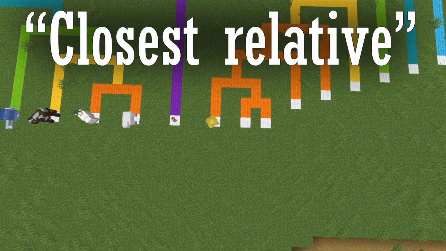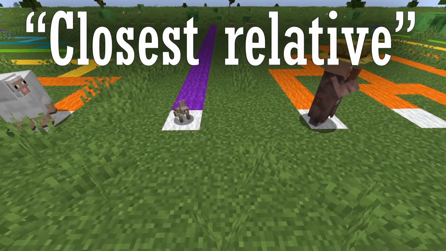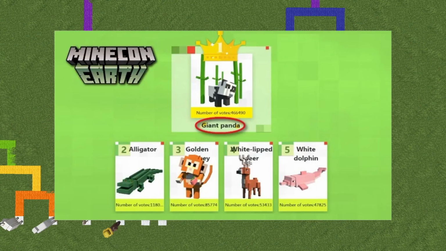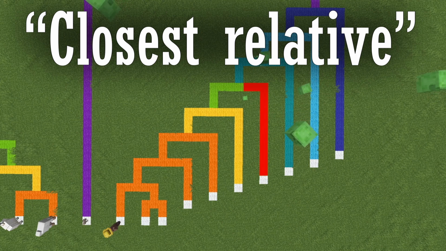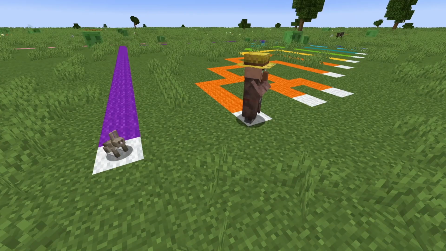Our closest living ancestor in Minecraft are rabbits. If the golden monkey would have won the Chinese mob vote, this would be our closest ancestor in Minecraft, and it will be located here. But it didn't, so it's still rabbits.